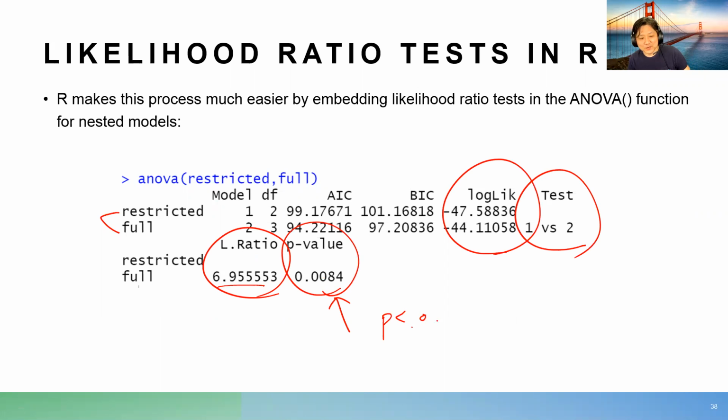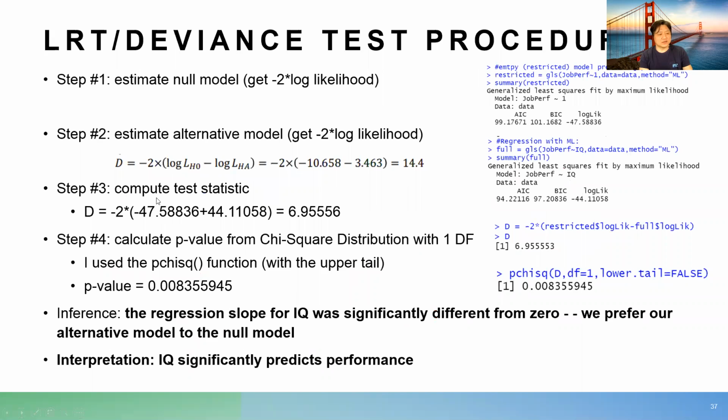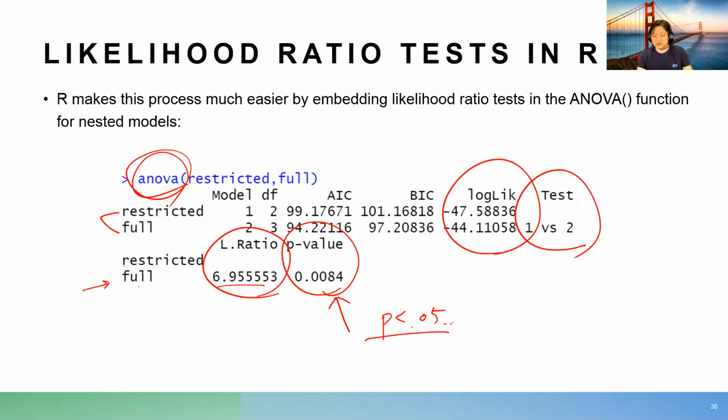P is less than 0.05, right? So we reject the null hypothesis. That means our full model fits better than the restricted model. Okay. So in real analysis, you can just use anova. But sometimes you may need this process for advanced measurement models. But in most statistical analysis, you can use anova for the likelihood ratio test.